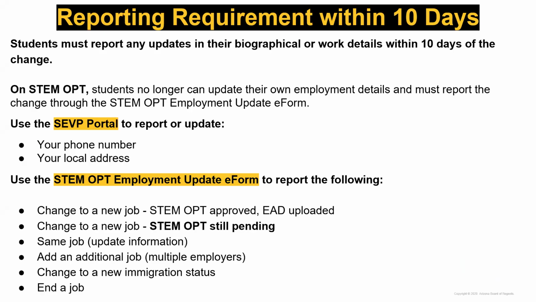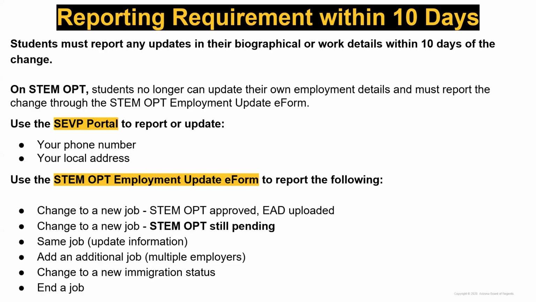So you have to report that, the way we do it here, is through the STEM OPT employment update form. Now you can still use your SEVP portal, and you should update your phone number and your local address. So when and if changes happen there, still do report it through your SEVP portal and do that within 10 days.